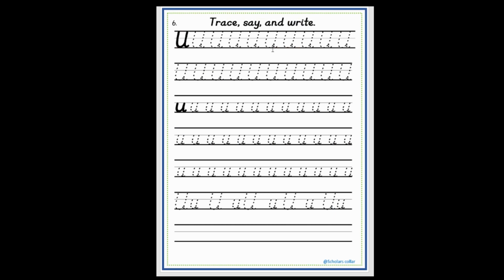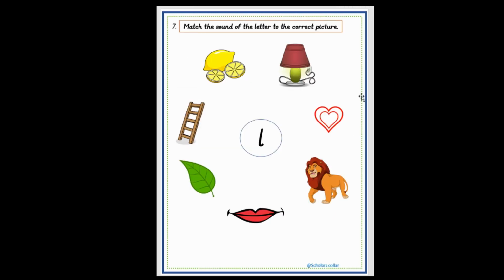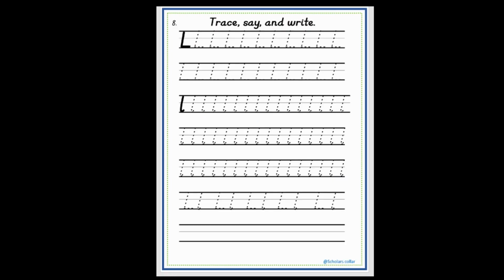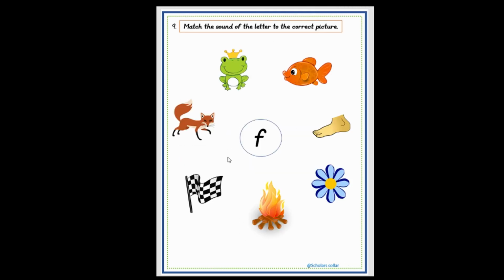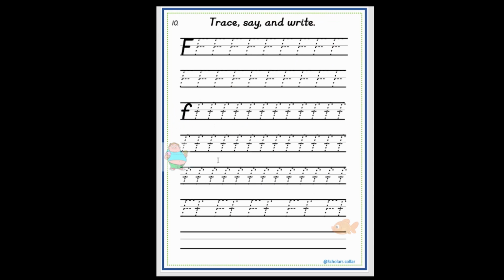All right, the next one we have is trace, say and write capital and small L. So here we have lamp, lemon, leaf, ladder, and lion. We have tracing capital and small F, and then we have F. So frog, fish, foot, flower, fire, flag, and fox. So we have all of the objects. Then we have tracing and writing F letters.